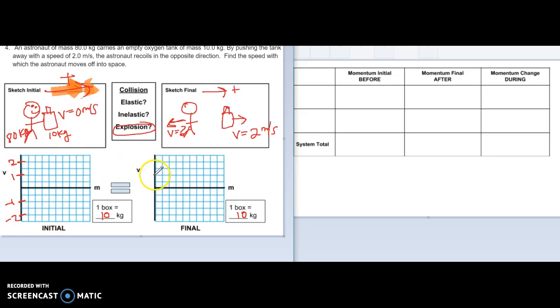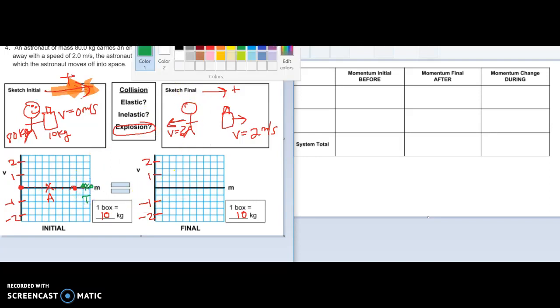Okay, so since it's going to be 2, I can kind of look and see that the astronaut, I'm assuming, is going to move slower, right? Because he's heavier. So I'm going to go ahead and assume this. Okay, so let's start the astronaut 80. 1, 2, 3, 4, 5, 6, 7, 8. Okay, and he's not moving. That's the astronaut. Okay, and then make another color maybe. Green. Okay, and then here to here is the tank, and it's also not moving.